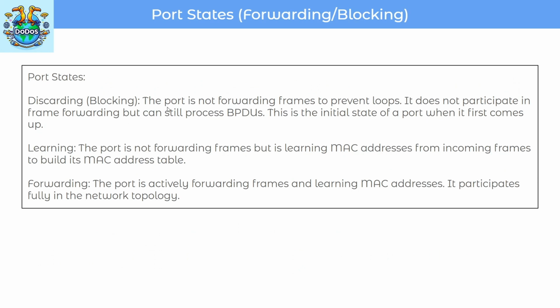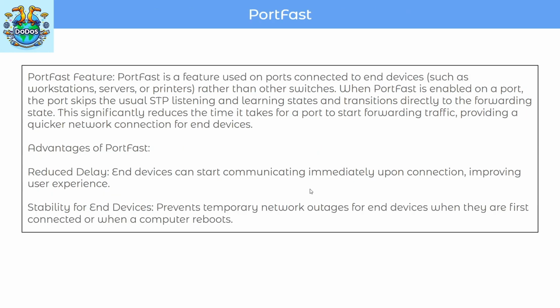These are discarding and blocking, where the port is not forwarding frames to prevent loops. It does not participate in frame forwarding, but it can still process BPDUs. This is the initial state. Learning is where it's not forwarding, but it's learning the MAC addresses from incoming frames to build its MAC address table. And forwarding, the port is actively forwarding frames and learning MAC addresses. It participates fully in the network topology.